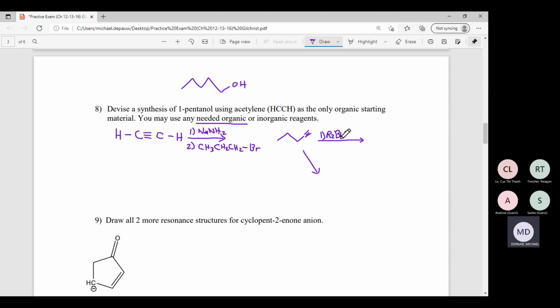And this could be like disiamylborane or 9-BBN, something like that. And then typically you put it in with diglyme or something like that, but I'll put diglyme right here. This is a similar thing. Maybe you might be able to use THF, I'm not sure, but I'm going to put diglyme. And then for step 2, you do the same thing you did with your hydroboration oxidation. It's OH minus and H2O2.